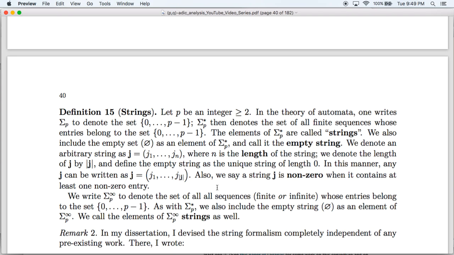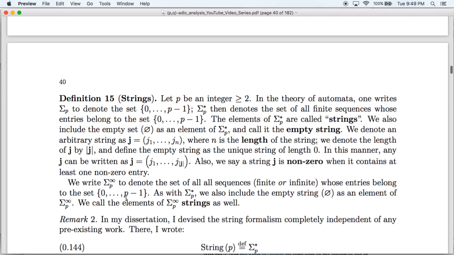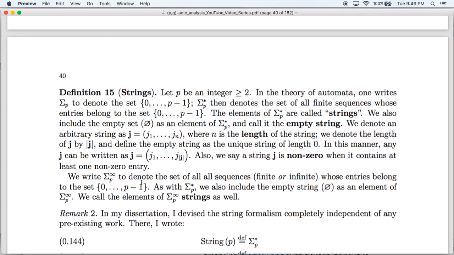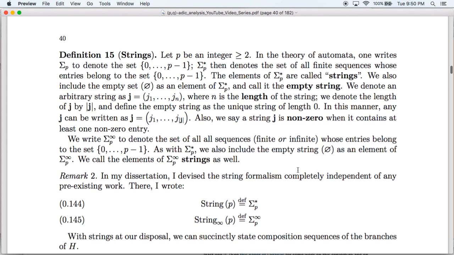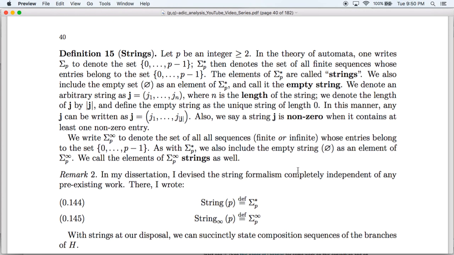Also, I say a string is non-zero when it contains at least one non-zero entry. We write sigma p infinity to denote the set of all sequences, finite or infinite, using the alphabet 0 through p minus 1. As with sigma p star, we also include the empty string as an element of sigma p infinity. We call the elements of sigma p infinity strings as well, and say a string is finite or infinite based on whether its length is finite or infinite. So I had not known that strings were a thing.